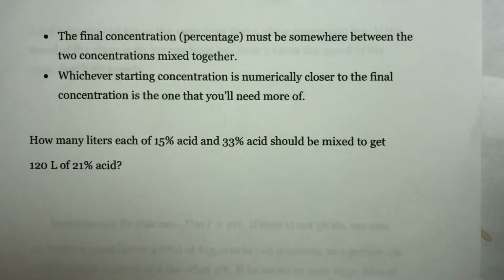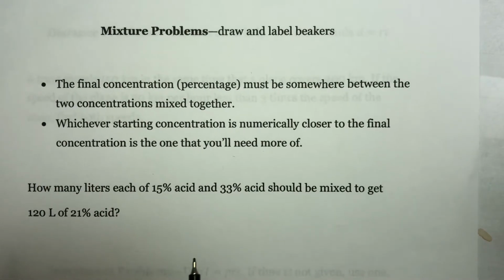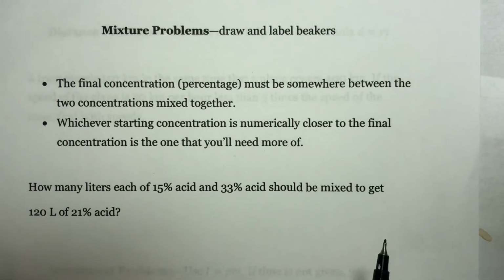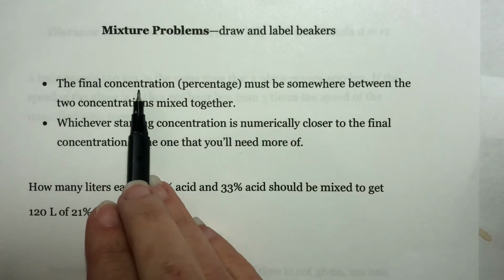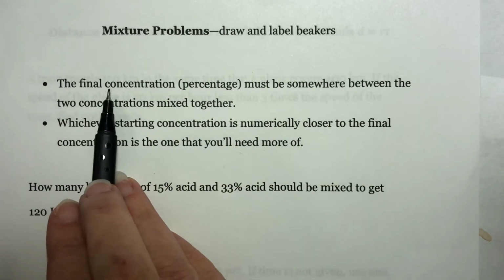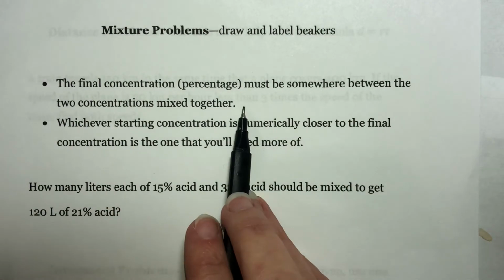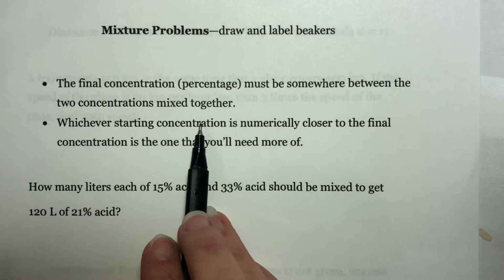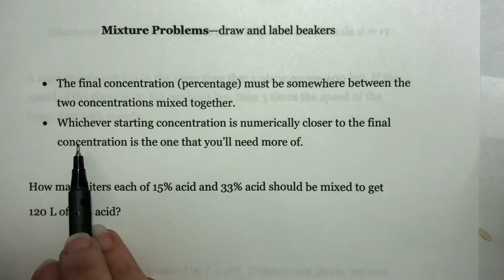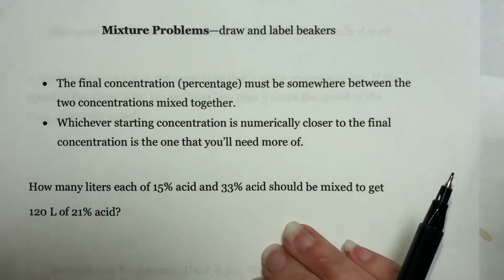Okay, so let's try a mixture problem. For me, the easiest way to do a mixture problem is to draw and label beakers. The final percentage, which is the concentration, must be somewhere between the two concentrations that are mixed together, just as something to keep in mind. And whichever starting concentration is numerically closer to the final concentration is the one we'll need more of. I'll talk through this once we get this picture drawn.